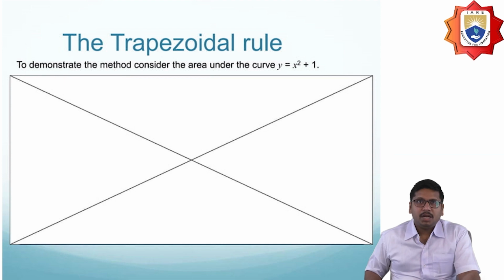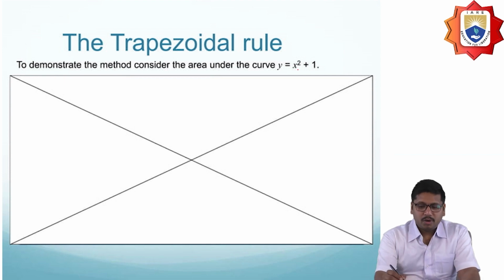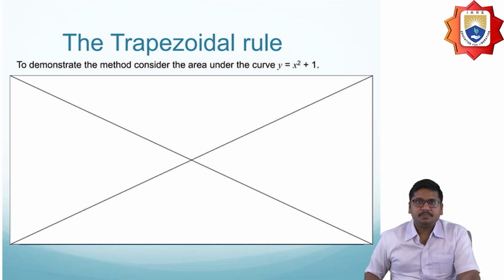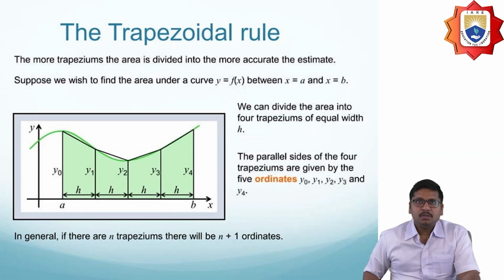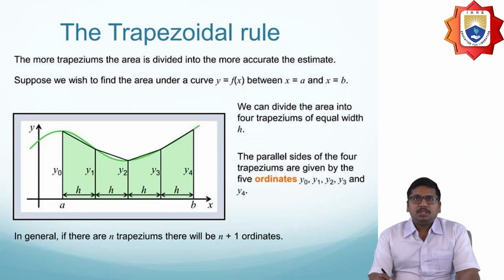To demonstrate this method, consider the area under the curve, which is given by y is equal to x square plus 1. The more trapeziums we use, the more accurate the estimate will be.